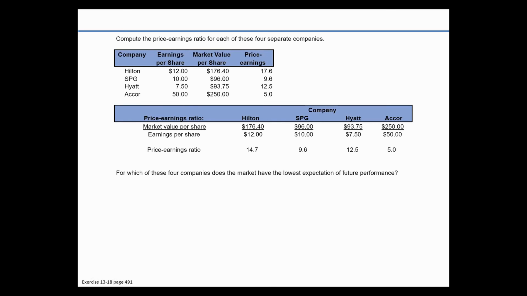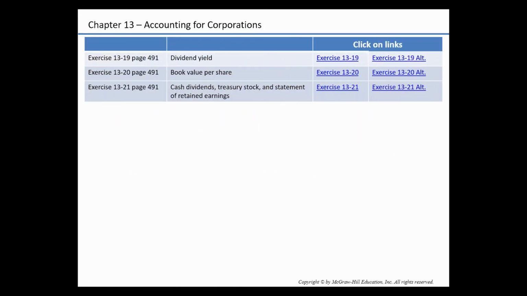So now, which one of these 4 companies does the market have the lowest expectation of future performance? Of the stocks above, the market has the lowest expectation of future performance for Accor. This is because Accor has the lowest PE ratio of 5. So even though Accor has a high earnings per share, the market has the lowest expectation of future performance for Accor.